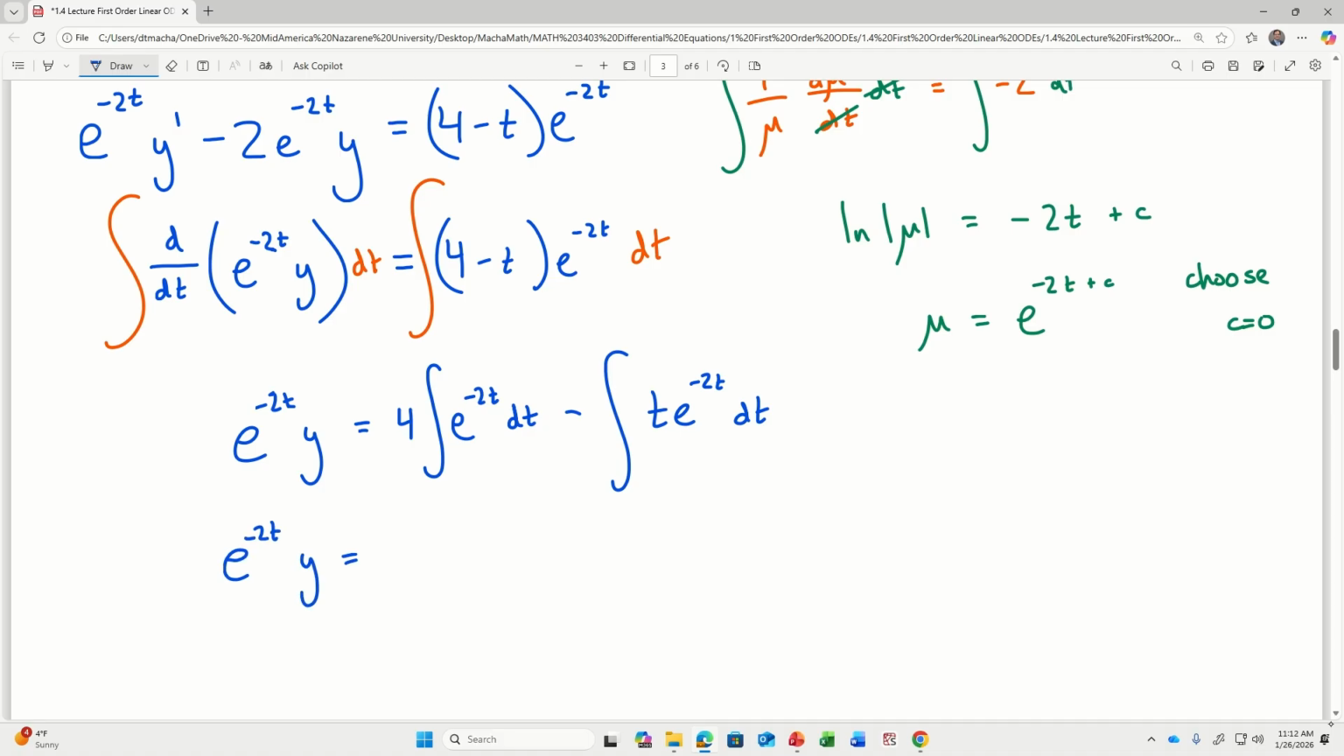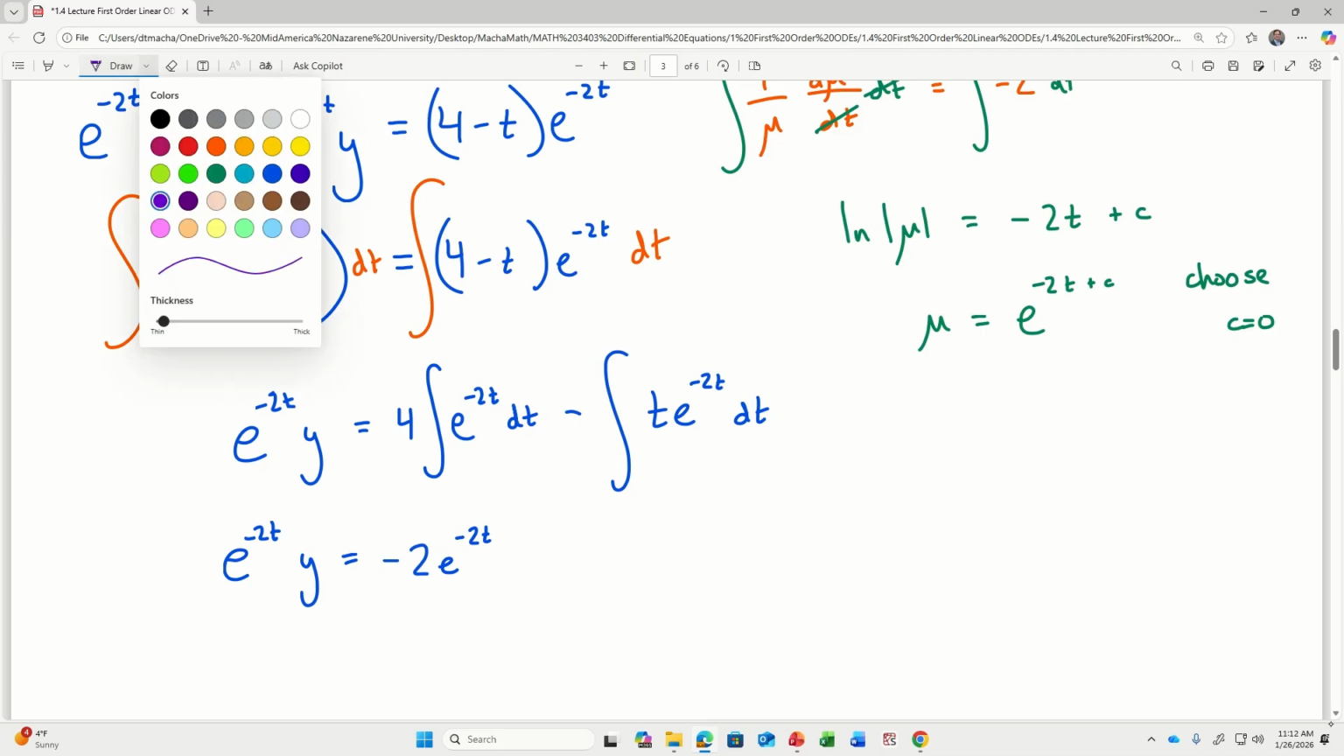So the first one is just dividing by negative 2, right? So it would be negative 2e to the negative 2t. So take the derivative of that. Seems right.